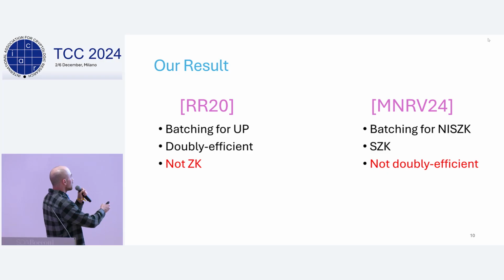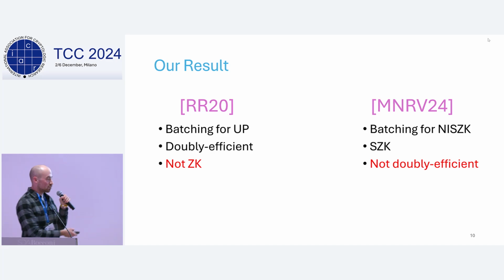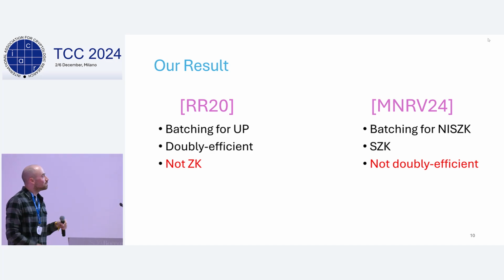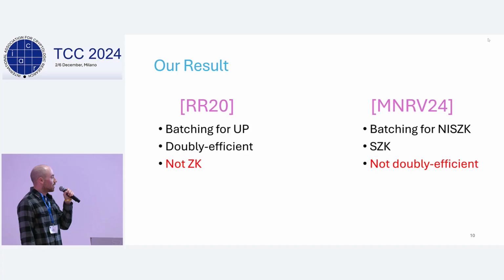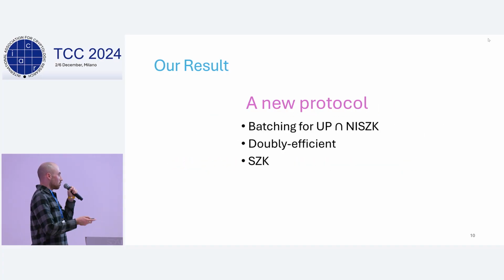So we take the batch proof by the Rothman brothers that does batching for UP. It is doubly efficient and not zero knowledge. And the batch proof by Mu et al. that does batching for NISDK. It is statistical zero knowledge, but not doubly efficient. And we combine them to a new protocol that does batching for every problem that is both in UP and in NISDK. It is doubly efficient and statistical zero knowledge.